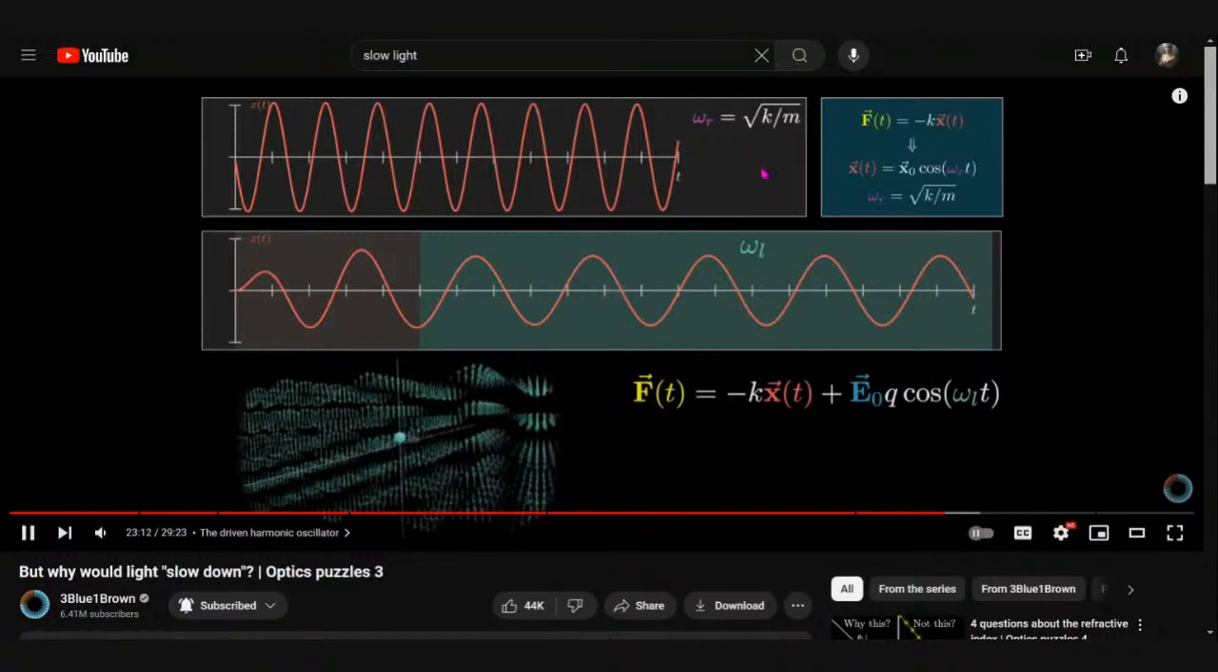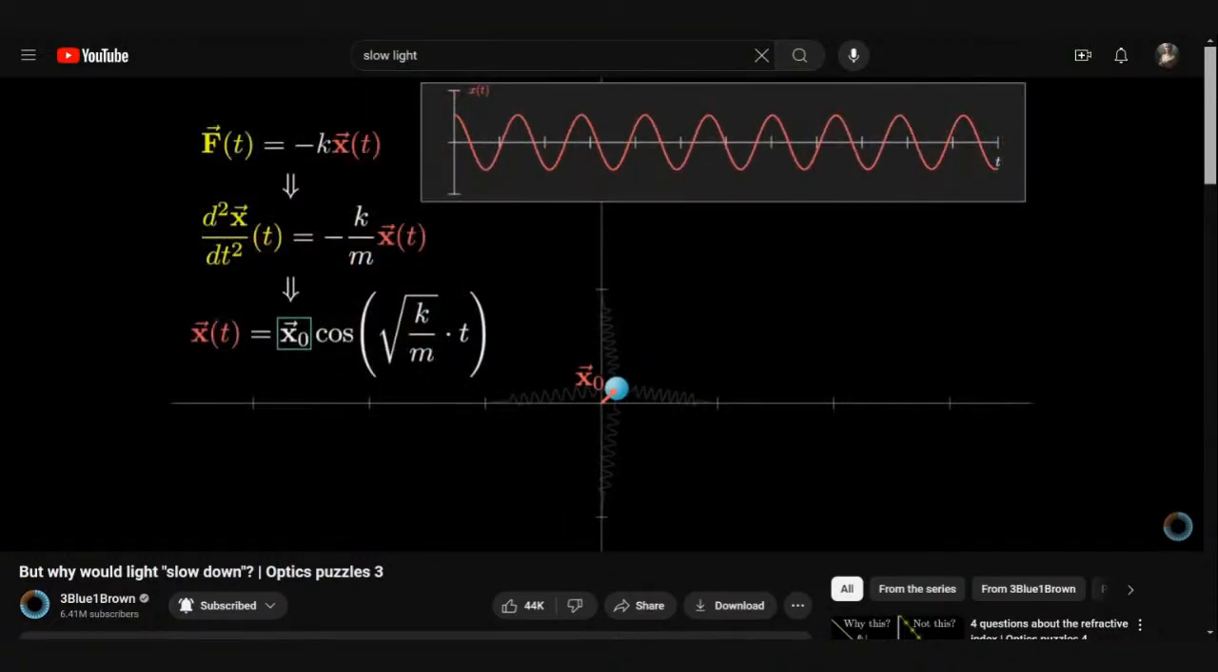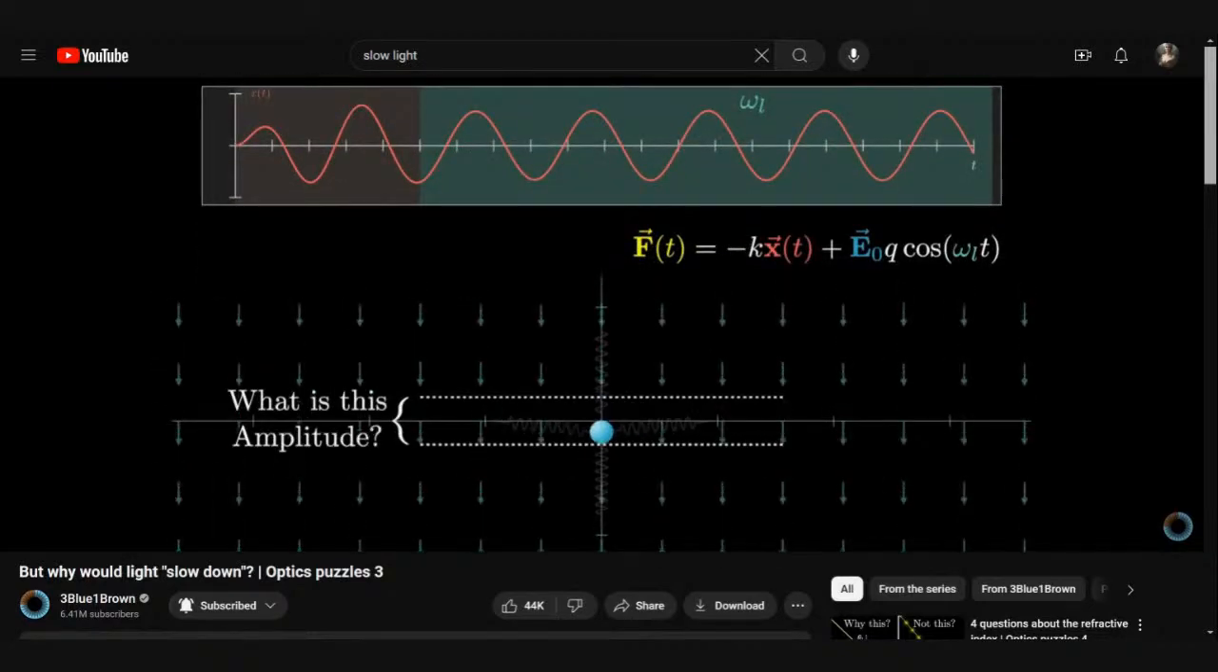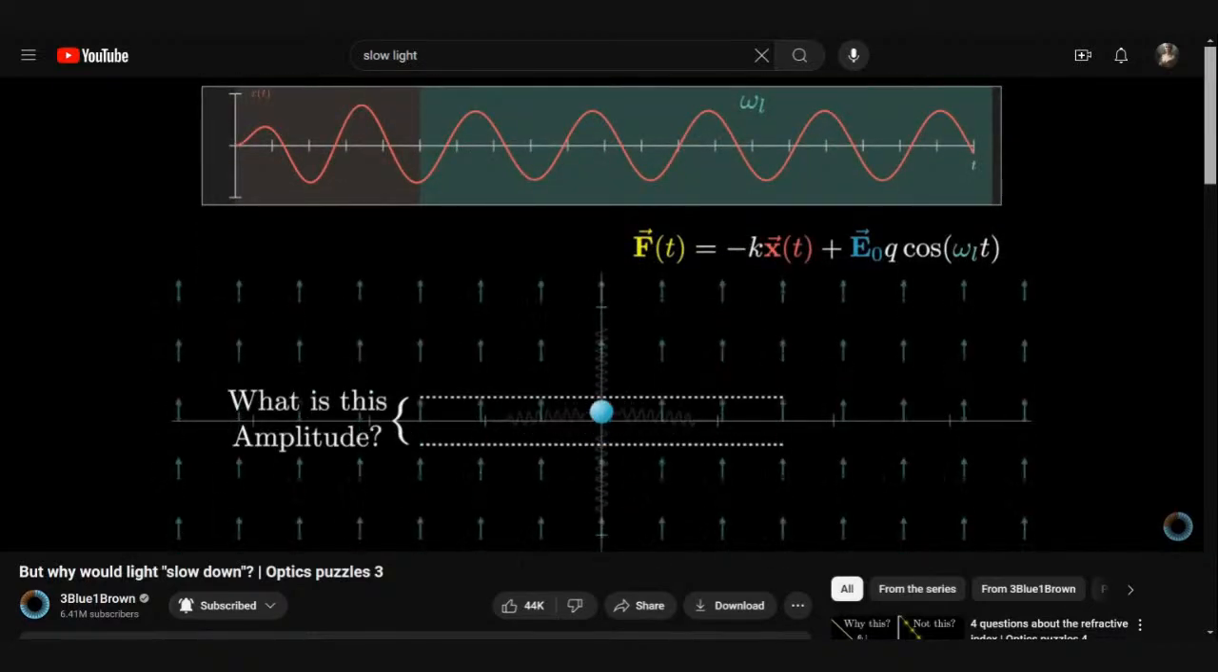The frequency in that steady state is the same as the frequency of the light. And then in our first case, the amplitude of the wave was kind of uninteresting. It just depends on how far you pulled the string out to begin with. But in the second case, the amplitude of this wave is actually where all the interesting stuff happens. Exactly how much will this charge be oscillating in response to the light wave?